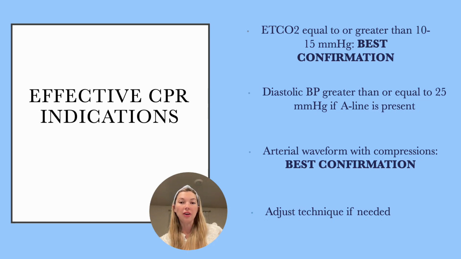To assess the efficacy of prone CPR, we rely on physiologic indicators. The two most reliable confirmations are end-tidal CO2 and the arterial waveform in the event an arterial line is already present. An end-tidal CO2 of at least 10 to 15 millimeters of mercury and a diastolic blood pressure of 25 or greater suggests adequate perfusion. A consistent arterial waveform alongside compressions is also a strong indicator of productive CPR methods. If these targets are not being met, compression techniques should be adjusted.